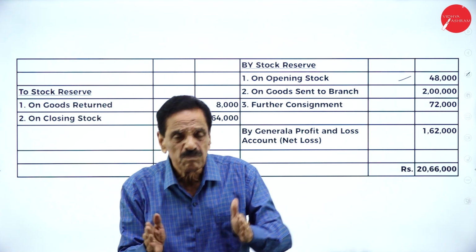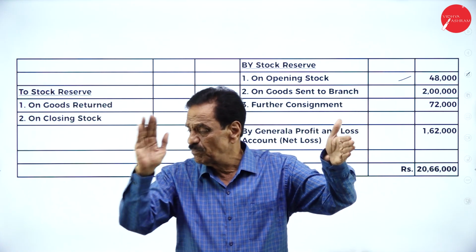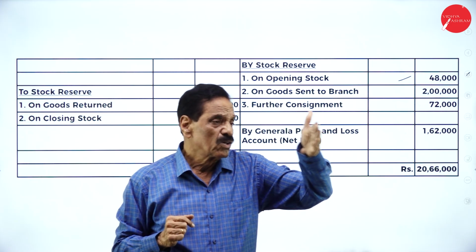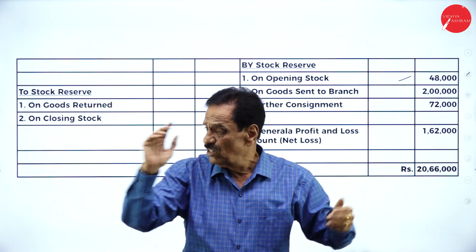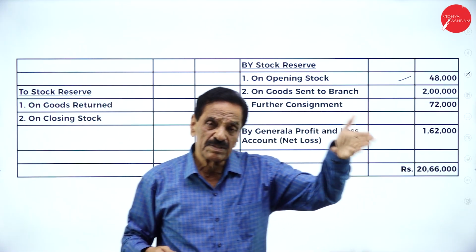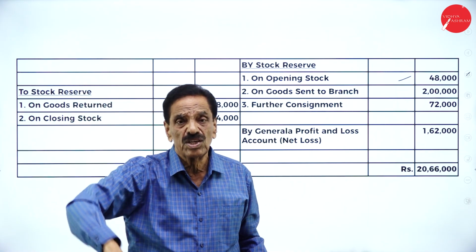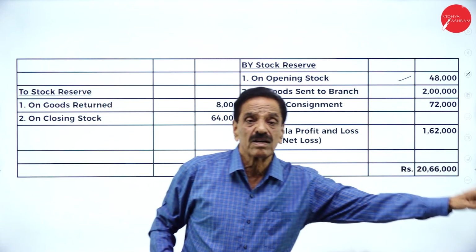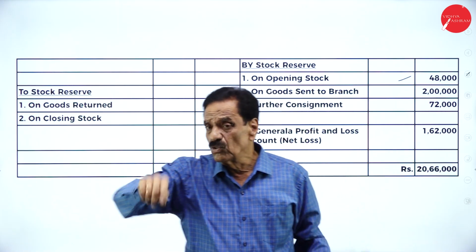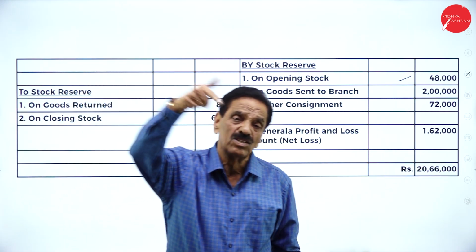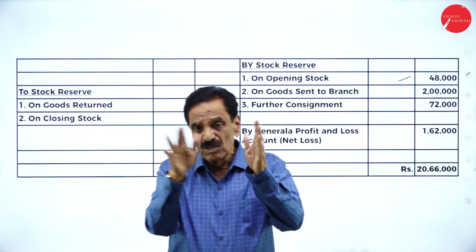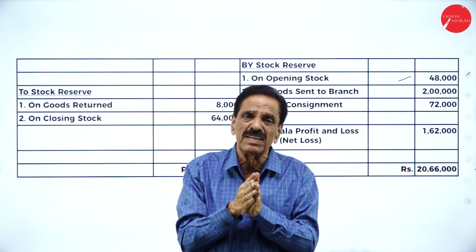So I will repeat: opening stock, debit side, stock reserve, credit side. Goods sent to branch, debit side, stock reserve, credit side. Further consignment, debit side, stock reserve, credit side. Closing stock, credit side, stock reserve, debit side. By goods returned to head office, credit side, stock reserve, debit side. So if you learn, no problem, it will be very easy.